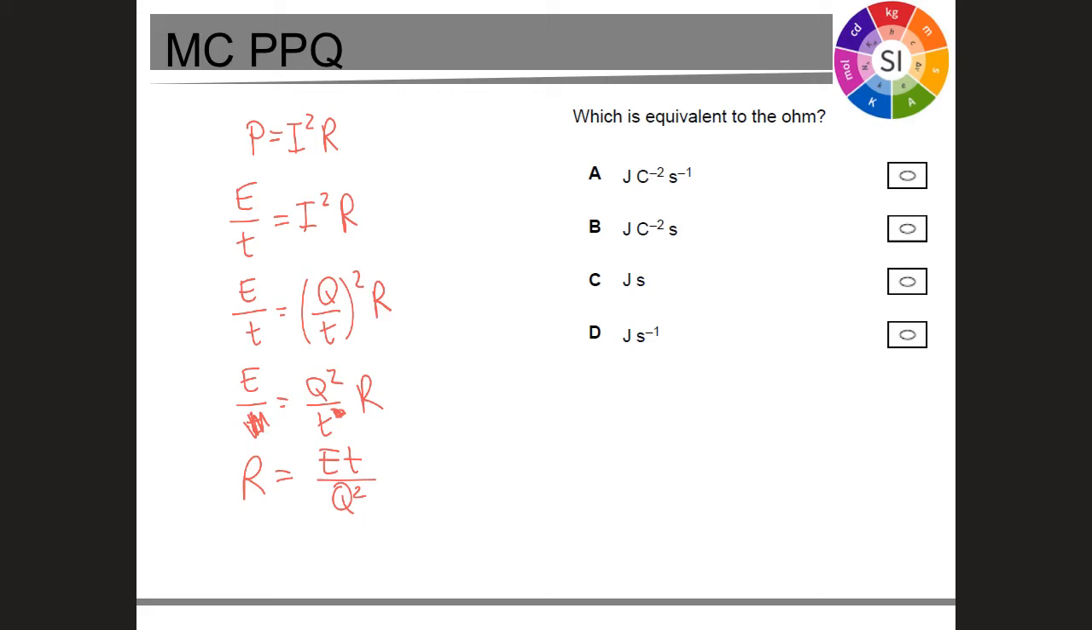From here, we can substitute our units in. So R, or ohms, resistance, is equal to energy, joules, times time, seconds, over charge, coulombs, and that is squared. Or if we rewrite this as one line, we've got joule seconds per coulomb squared, which is B there. Having something like this as a multiple choice question is quite common, and that being said, they are quite tricky.